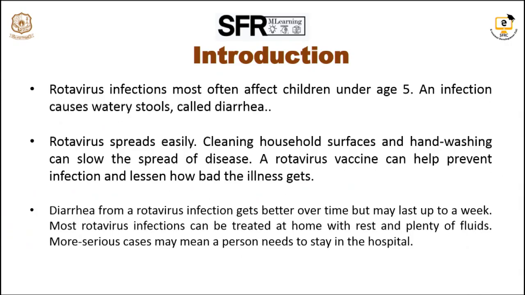Coming to the introduction, rotavirus infection most often affects children under the age of 5, causing watery stools and leading to diarrhea. Rotavirus spreads easily, and cleaning household surfaces and hand washing can slow the spread of the disease. Rotavirus vaccinations can also help prevent the infection and lessen how bad the illness will get.